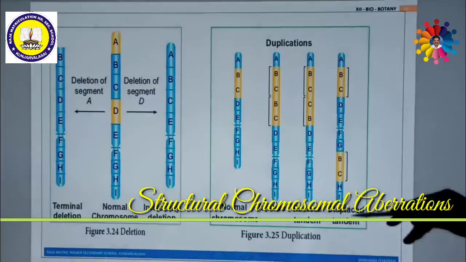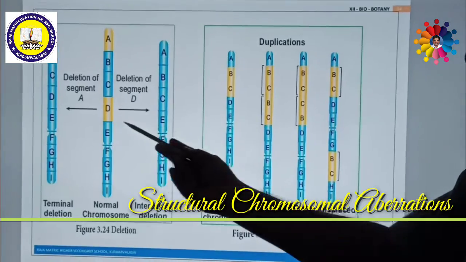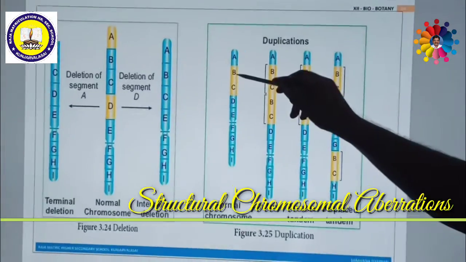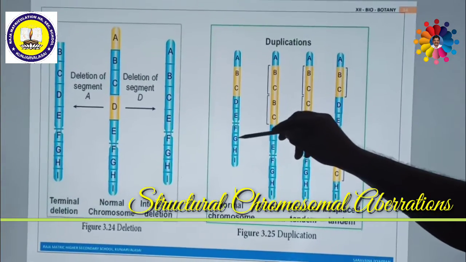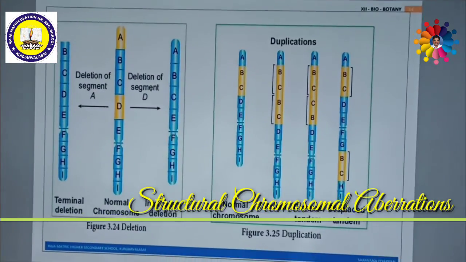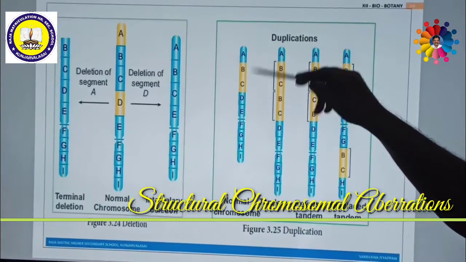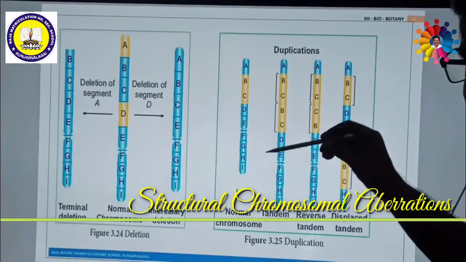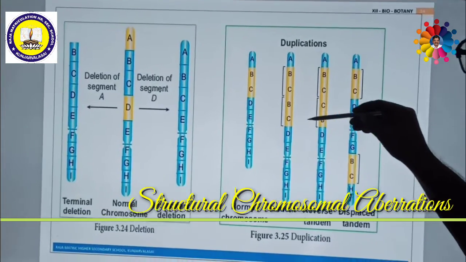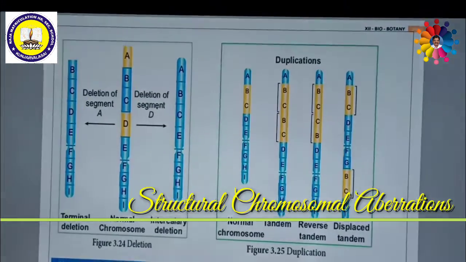The second category is called duplication. What is duplication? Deletion is removal; this is addition. Suppose this is a normal chromosome: A, B, C, D, E, F, G, H, I. These are the genes arranged in the chromosome. Suppose the genes B and C are added again, that means duplicated again: BC, BC. That means one more B and C gene is added in the chromosome. So this is called duplication or tandem.